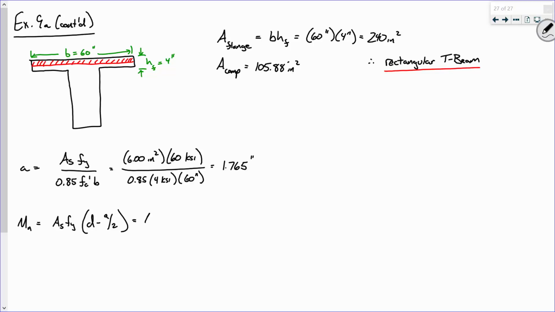So, As is 6.00 square inches, 60 ksi. We've got, what's d? 24 inches minus 1.765 inches over 2. When I compute this moment capacity, it's going to be in what? Inch-kips. So to convert that, multiply or divide? Divide by 12, because it's 1 foot per 12 inches. So let's go ahead and do that and tell me what you get.